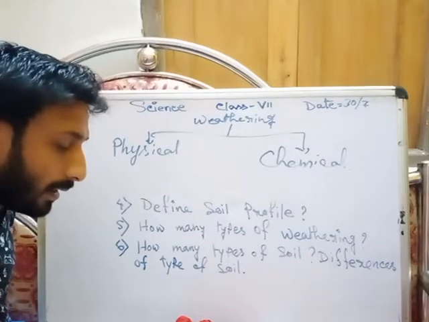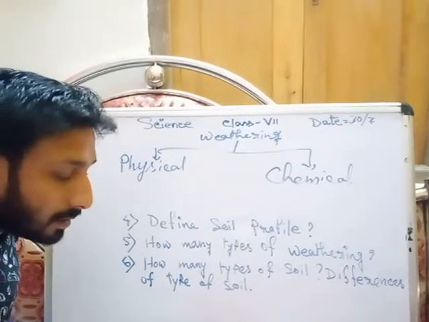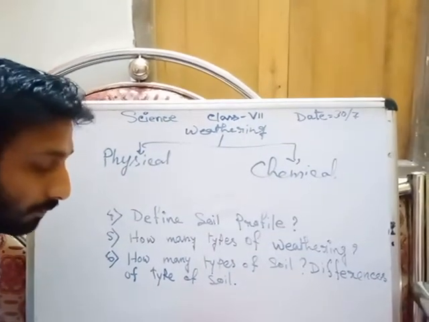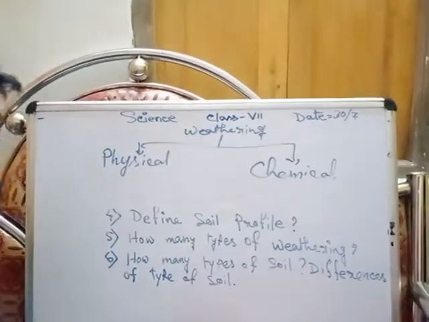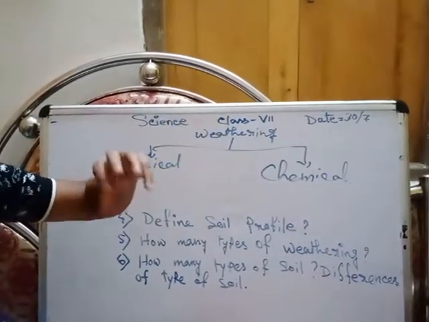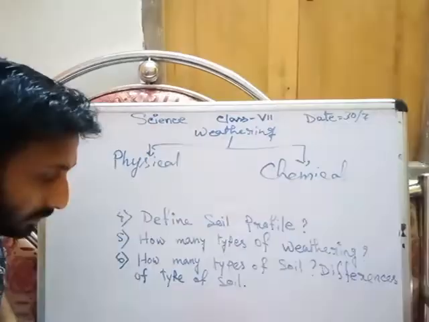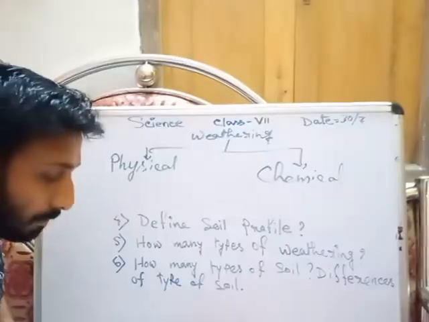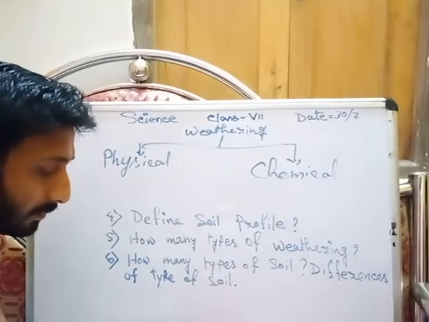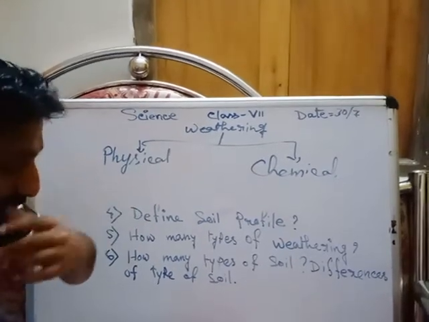Then I will tell you about chemical weathering. In this type of weathering, the minerals present in rocks are broken down into new mineral components. That means the minerals are converted into new mineral components. The result is a change in the chemical nature of the rocks. That means the rock is changed chemically, or internally.